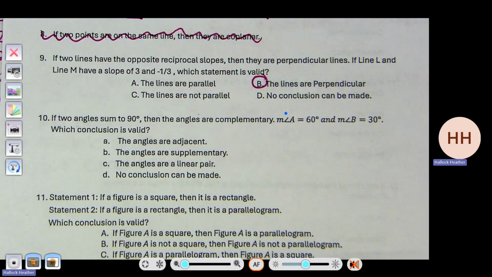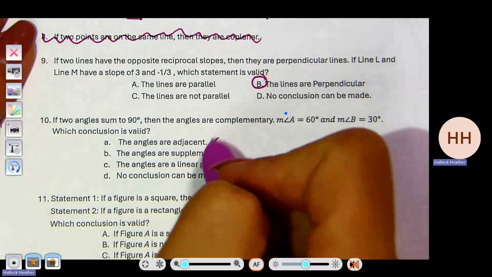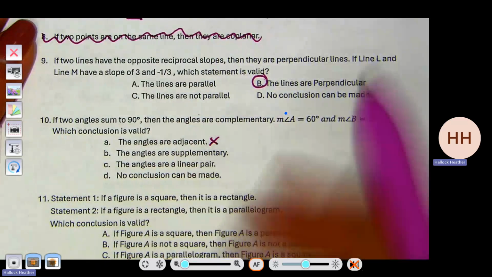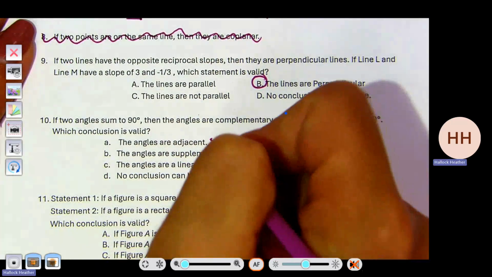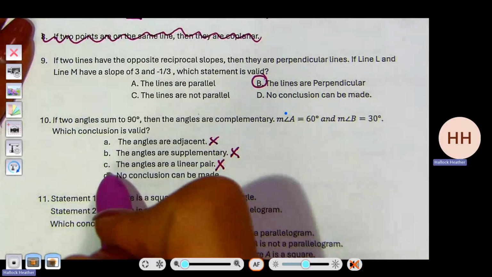Do we know that they're adjacent? Well, we don't know that they're adjacent. Typically they are. But we don't know they're adjacent, so we can't say they're adjacent. So adjacent is out. Are they supplementary? No, because they're complementary. Are they a linear pair? No, because that means they're supplementary. So no conclusion is actually valid.